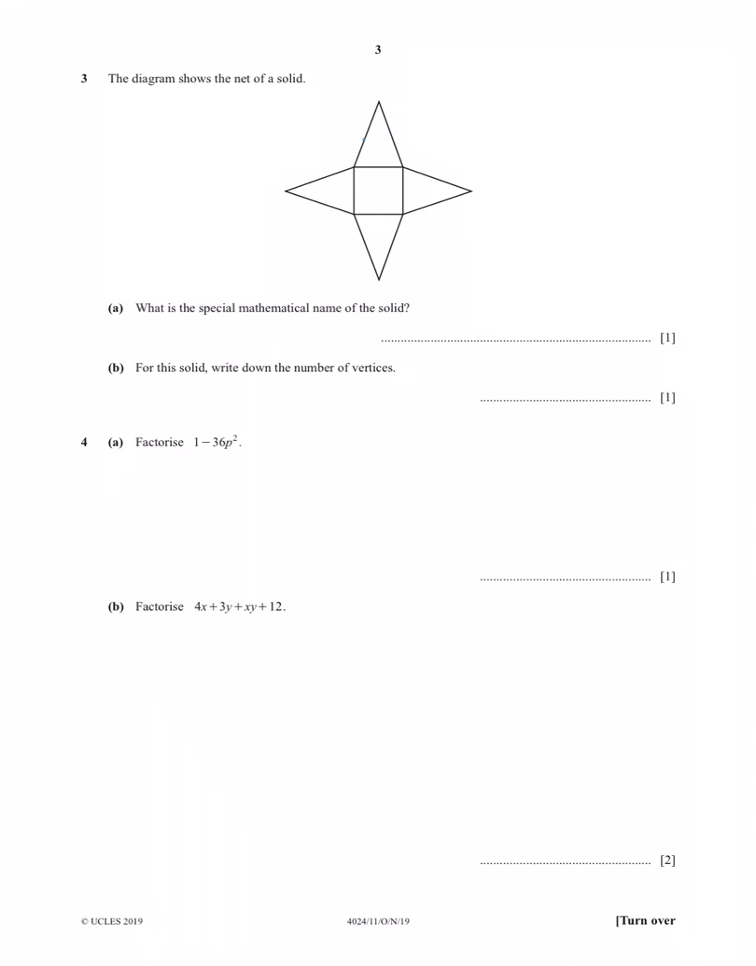Alright. Question number 3. The diagram shows the net of a solid. What is the special mathematical name of that solid? So it's a square base pyramid. If you connect all the triangles, it will be a pyramid with a square base. For this solid, write down the number of vertices. So if you connect all those triangles together, there are a total of 5 vertices in that solid.